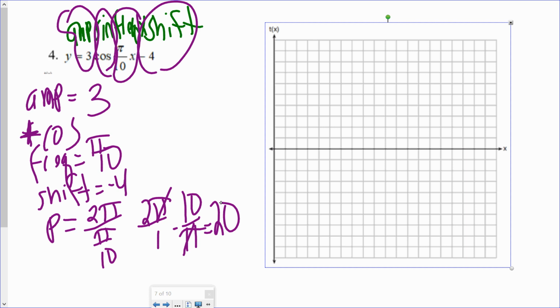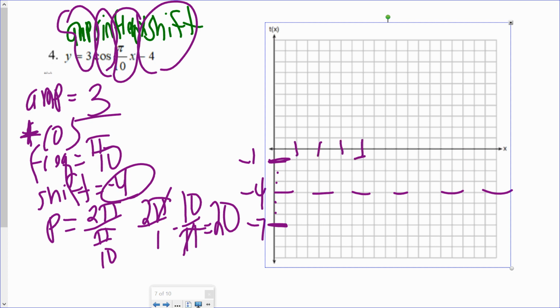So on my y-axis, my shift is negative 4. So I start with that. My amplitude is 3. So I'm going up 3 to negative 1 and down 3 to negative 7. My x-axis, 1, 2, 3, 4 dashes.